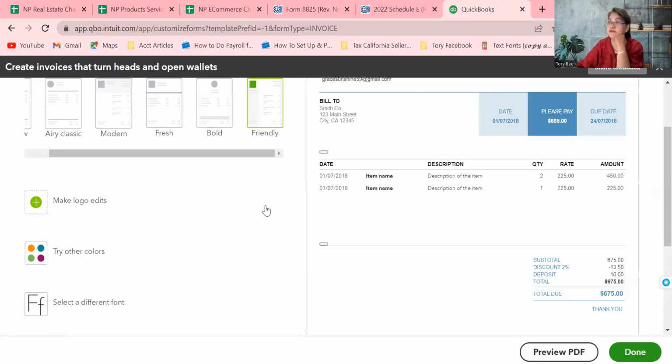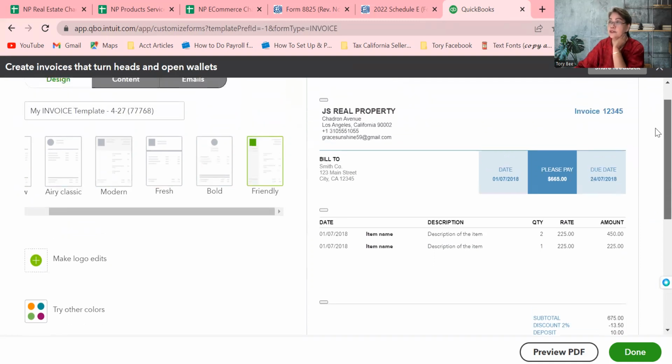This is the friendly template. This is nice because it is straightforward. This is good for the customers, so that they will not be going around looking for the date, the due date, and the amount. Okay, it's here already.